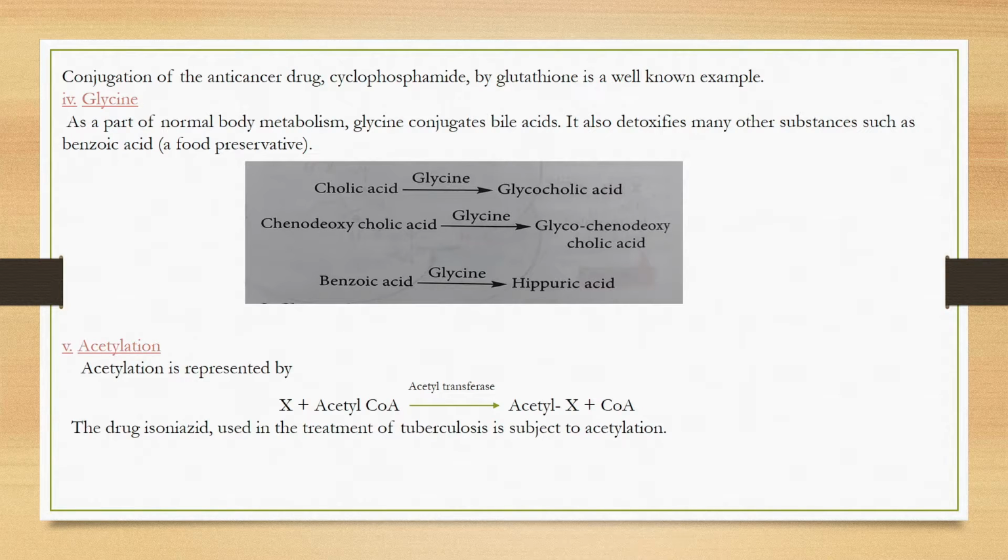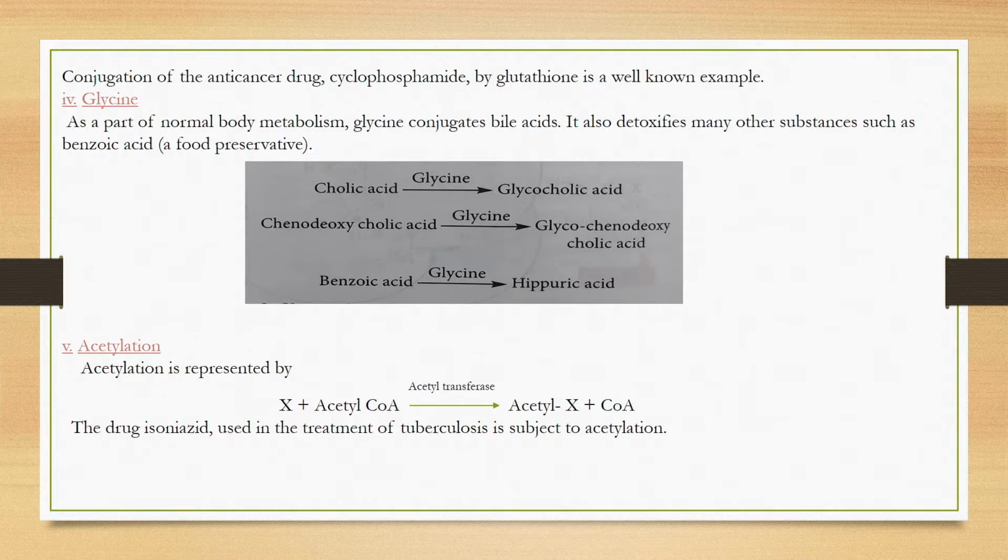And fourth is glycine. As a part of normal body metabolism, glycine conjugates the bile acids, like cholic acid and chenodeoxycholic acid. It also detoxifies many other substances such as benzoic acid, a food preservative. Benzoic acid is converted to hippuric acid. Cholic acid and chenodeoxycholic acid are converted to glycocholic and glycochenodeoxycholic acid.